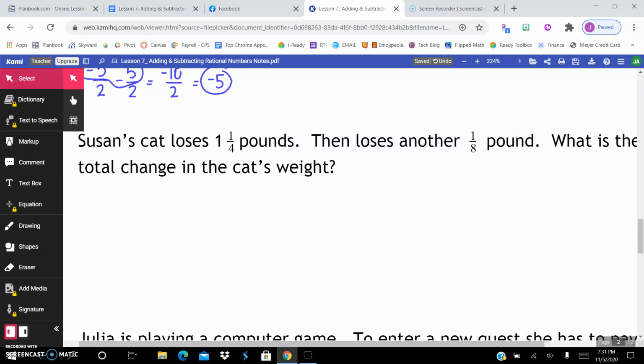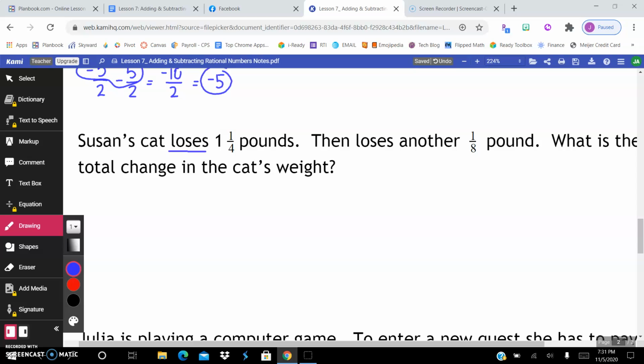All right, Susan's cat loses 1 1/4 pounds. So keyword is loses, so that goes down 1 1/4. Then loses another 1/8, so minus another 1/8. What is the total change in the cat's weight? So we don't have the same denominator. We're going to have to change that, but first let's make the -1 1/4 improper. So 4 times 1 is 4, plus 1 is 5. So this is -5/4 minus 1/8.